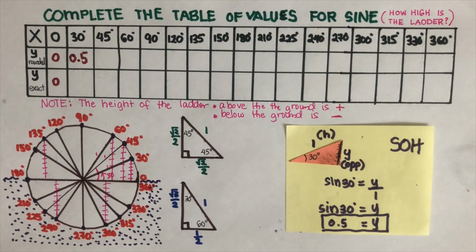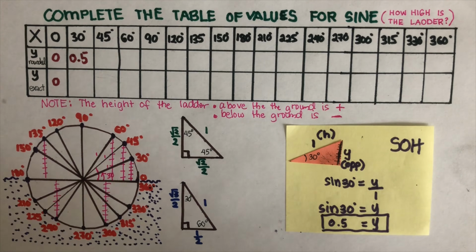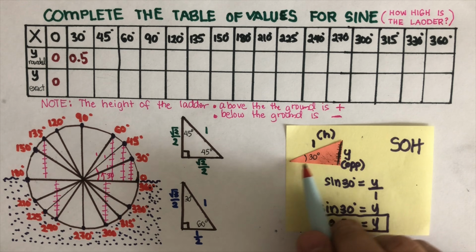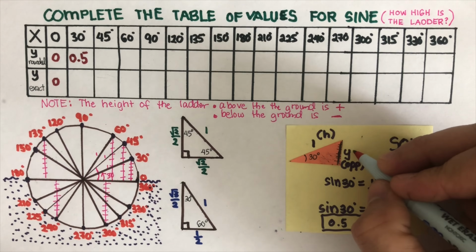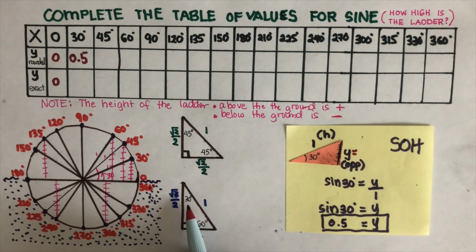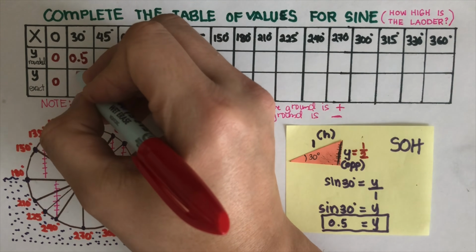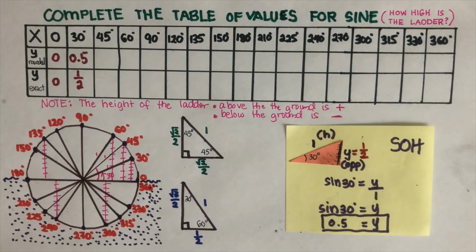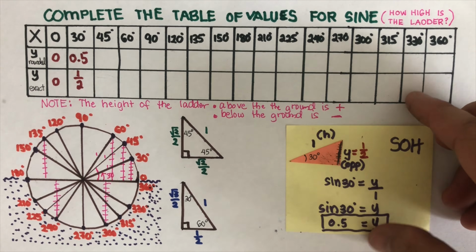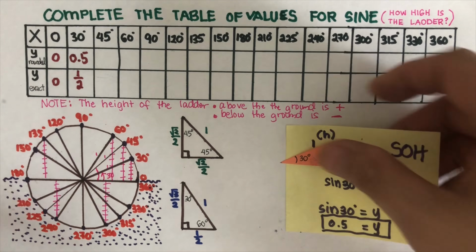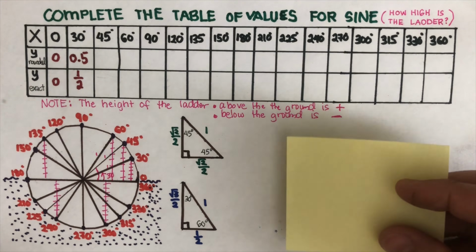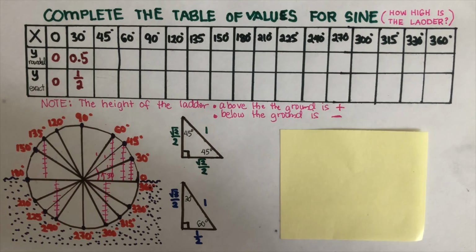So just by looking at this problem right here, we have a 30. So I go to 30, and then I want the opposite, which is y. So I wanted to know what is that. So I go to 30, and then the opposite of 30 is 1/2. And so I can go ahead and say this is 1 over 2. And that makes sense, because 1 divided by 2 is 0.5. So let's move on to the second angle, which is 45.